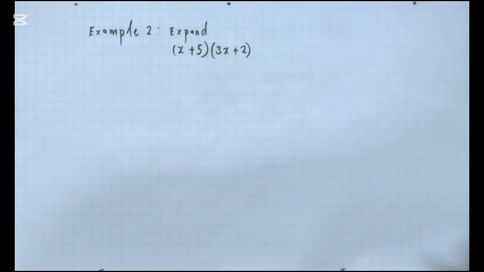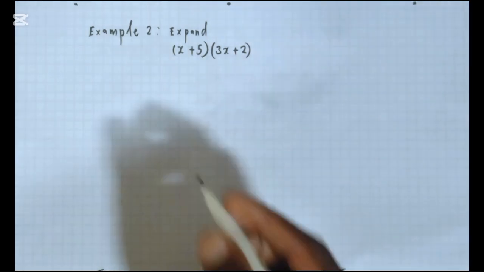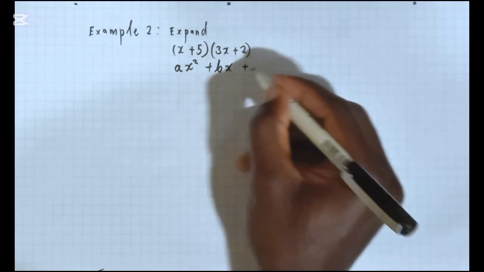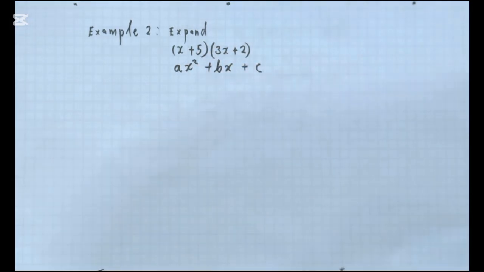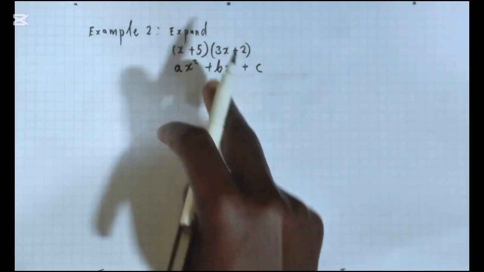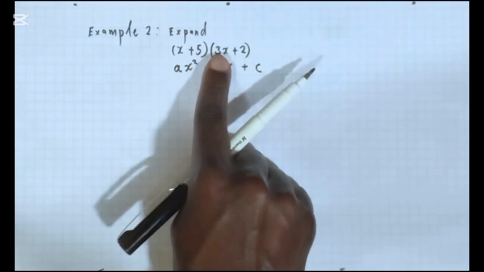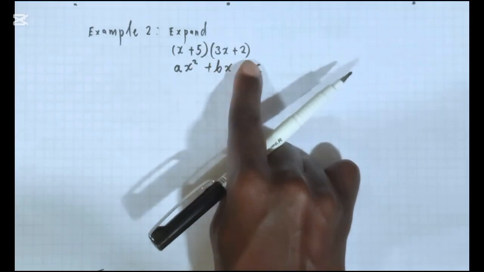Remember, a quadratic expression should take the format ax squared plus bx plus c, where a must not be equal to 0, and a, b, c are coefficients. This is the format we expect our answer to be in as soon as we're done expanding these two linear terms. So we have x plus 5 into 3x plus 2.